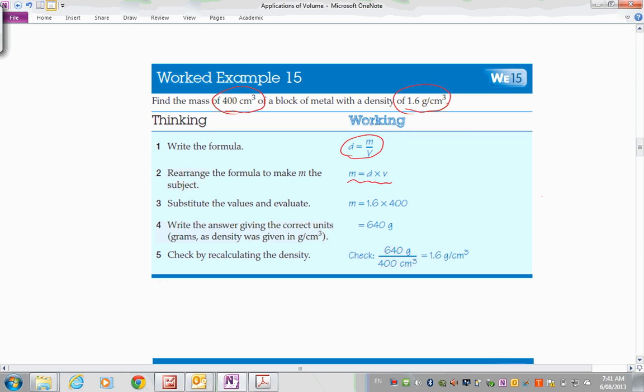M equals D times V, and then we know here the density is 1.6 grams per centimetre cubed, and we have 400 centimetre cubes, so we have 640 grams. Just watch the units. When we're looking up here, we are seeing that the volume is in centimetre cubes and the density is in grams per centimetre cube. So overall, the weight is in grams there. Okay, so we have 640 grams, and you can check whether with M over V you get the same density as what you started with.